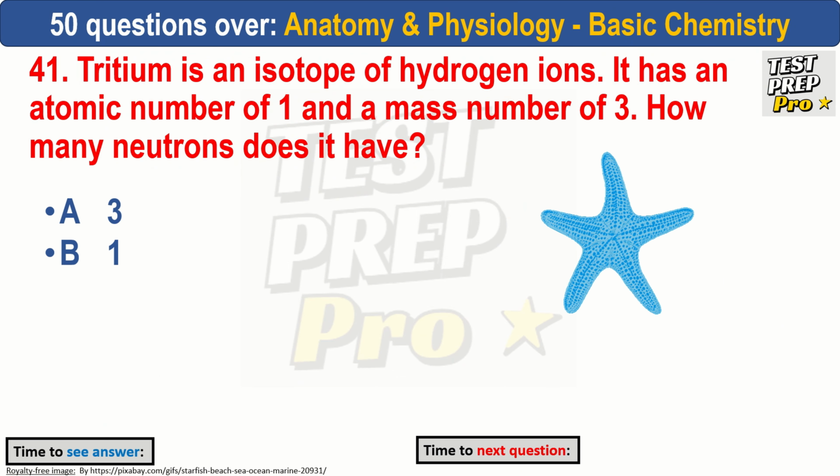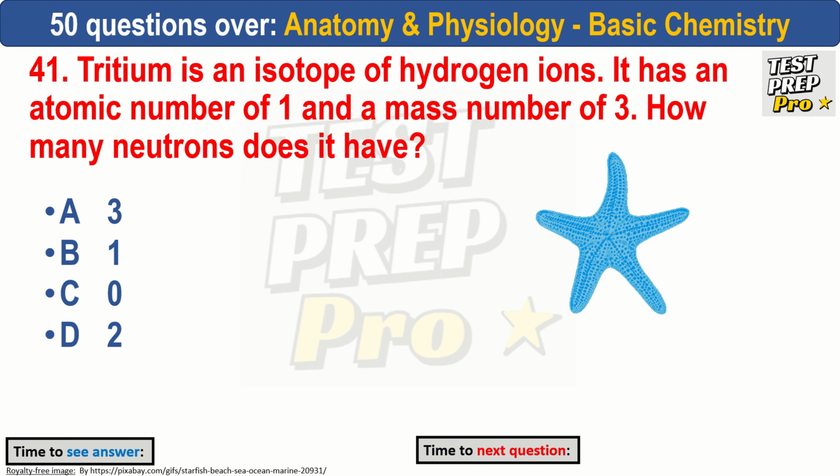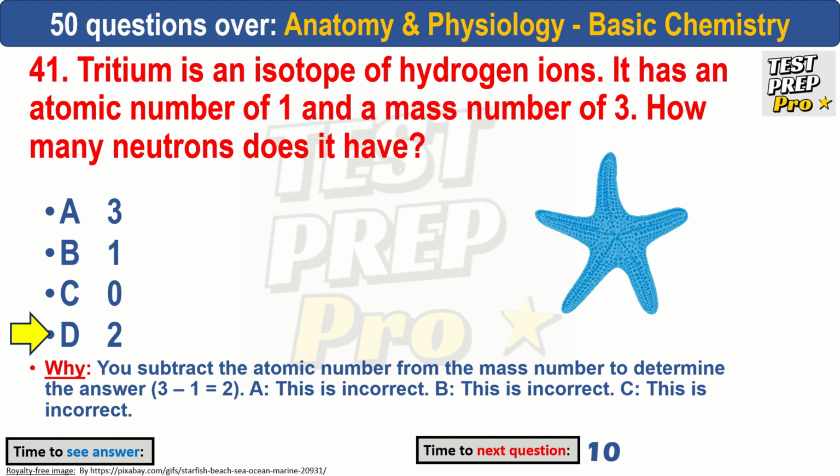Tritium is an isotope of hydrogen. It has an atomic number of 1 and a mass number of 3. How many neutrons does it have? 3, 1, 0, or 2? The answer is D, 2. So it has 2 total neutrons for tritium.